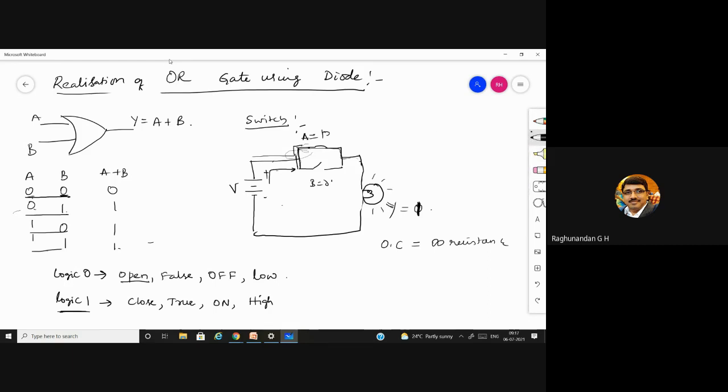When I take the last case, what happens when A is equal to 1, B is equal to 1? The current splits. Both the switches will be closed so that the current is going to flow and the bulb will be glowing and output is said to be high. Okay, this is how we are going to realize the OR gate using switch.